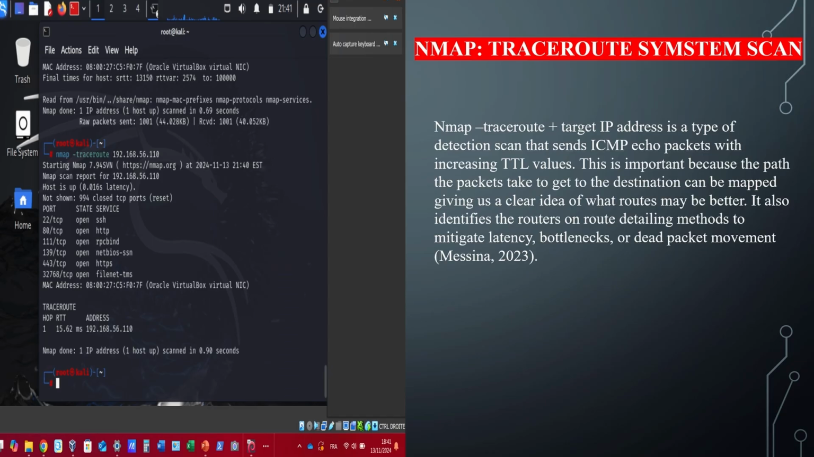Nmap switch traceroute plus target IP address is a type of detection scan that sends ICMP echo packets with increasing TTL values. This is important because the path that packet takes to get to the destination can be mapped, giving us a clear idea of what routes may be better. It also identifies the routers on the route, detailing methods to mitigate latency, bottlenecks, and dead packet movement.